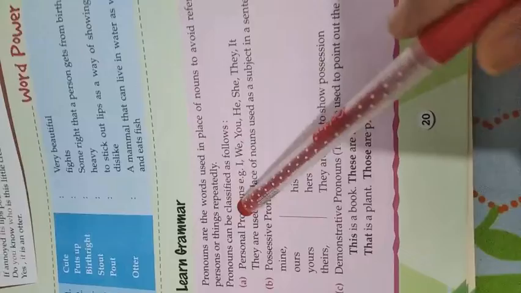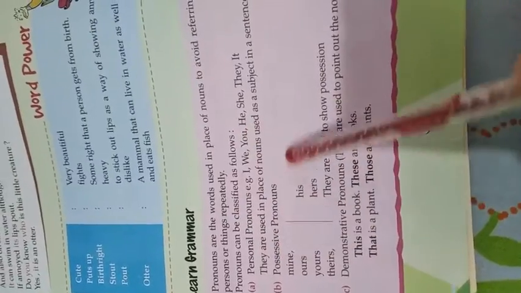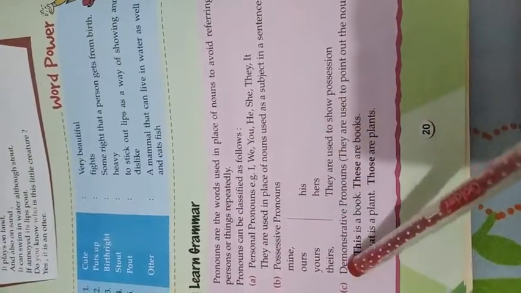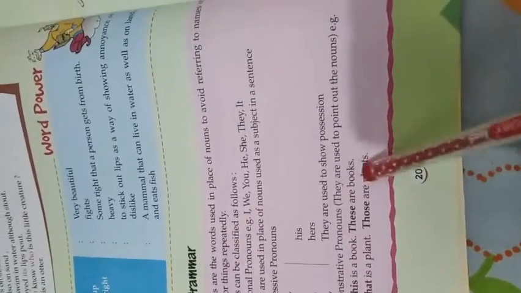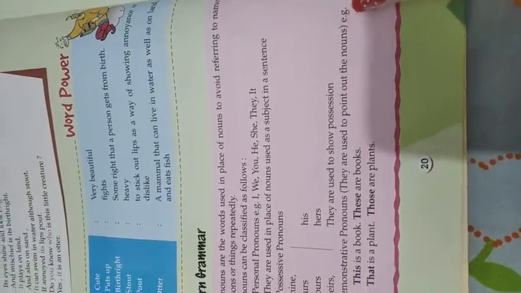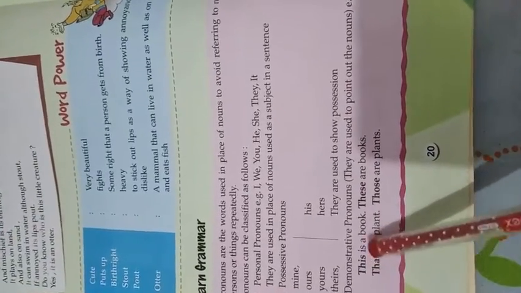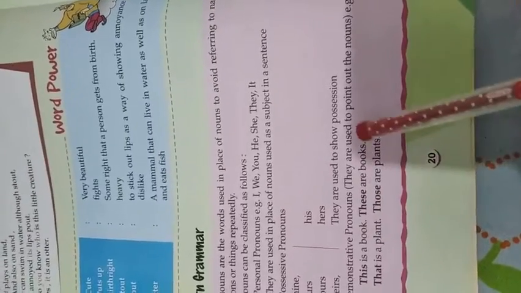So we have learned two kinds of pronouns, personal pronouns and possessive pronouns. Now is the time for the third: demonstrative pronouns. What are demonstrative pronouns? They are used to point out nouns. For example, this is a book, these are books. That is a plant, those are plants.